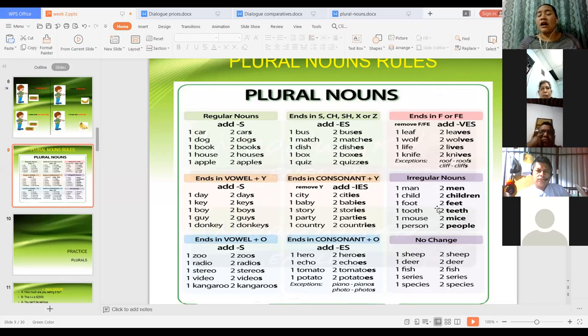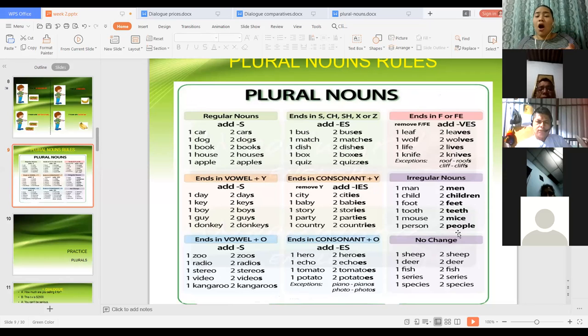Let's see, as in verbs, we have irregular nouns, which change pronunciation and as well, they change the writing form. So we have the regulars like man, we have men, and then we have child, children, foot, feet, tooth, teeth, mouse, mice, person, people. In this case, those ones are the ones that are irregular and you need to learn them by heart, right? You need to learn that by heart.